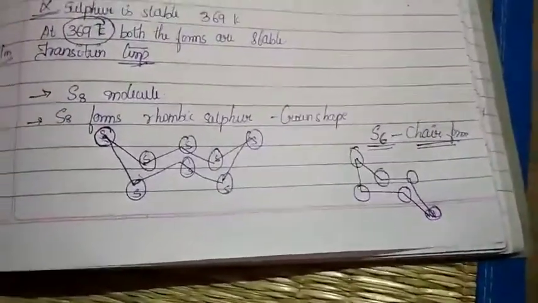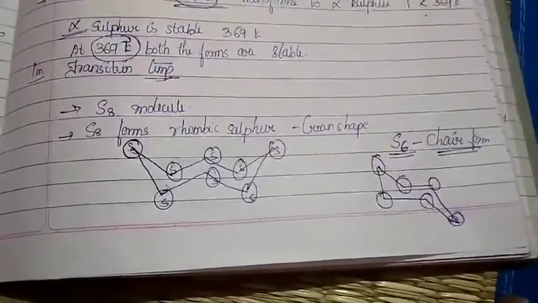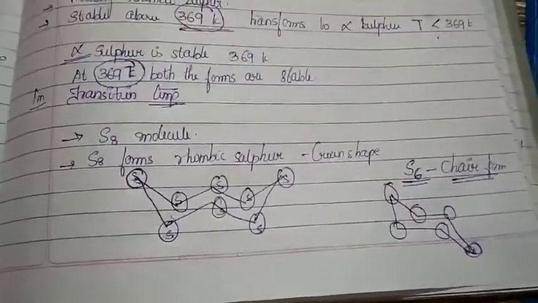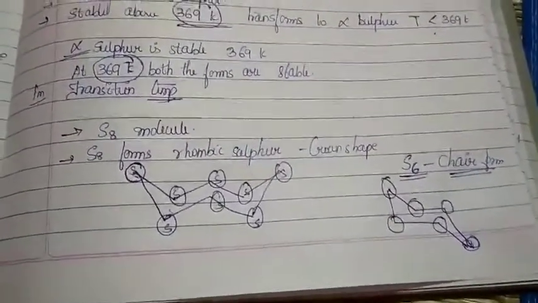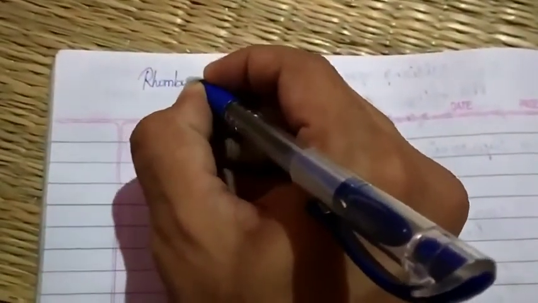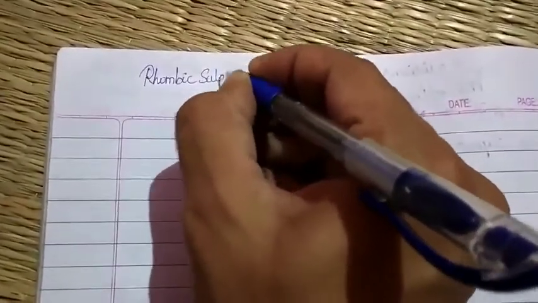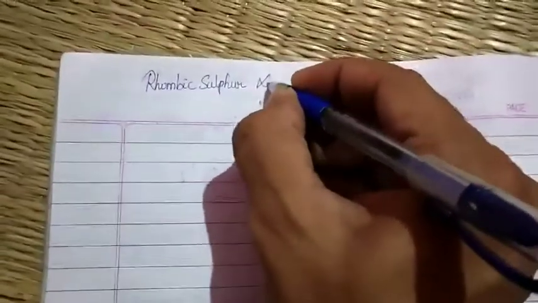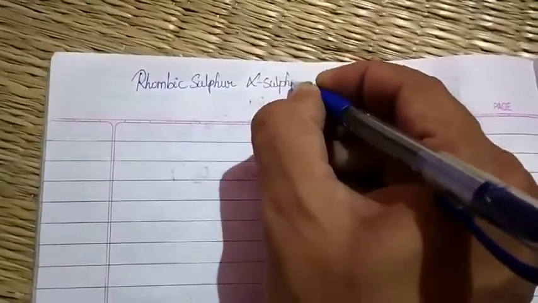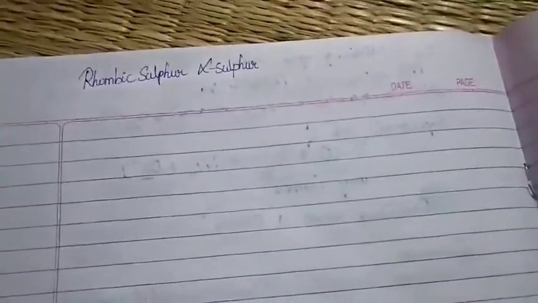Is it clear? So these were some important aspects of your sulfurs and the importance of the allotropes. So guys, when we were dealing with the allotropes of the sulfur, you can get a doubt over there. What is the doubt? So why are we calling rhombic sulfur your alpha sulfur? Why are we calling your rhombic sulfur your alpha sulfur, and why is your monoclinic called your beta sulfur?